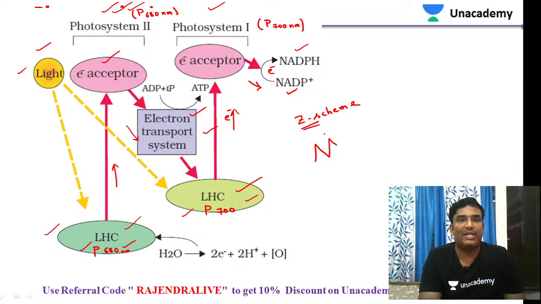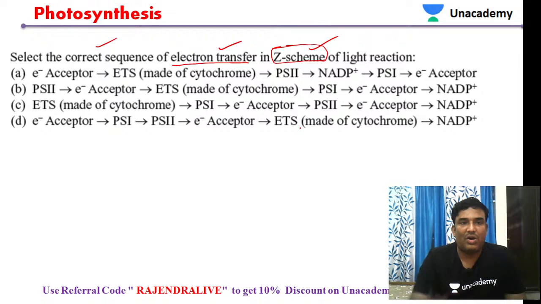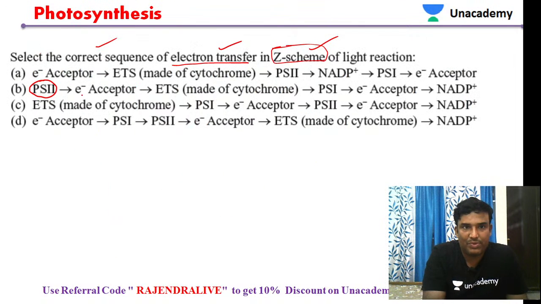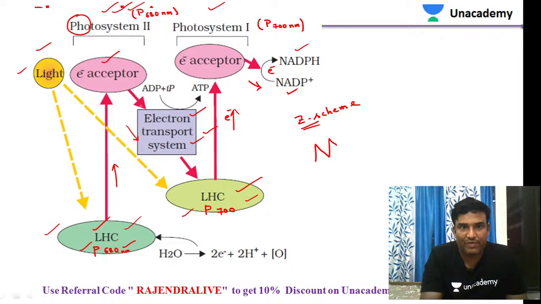Let us see the order of the Z scheme. What is the first step? We have seen the first is photosystem 2. When photosystem 2 gets excited, it releases an electron. That electron is accepted by the electron acceptor and transferred to the electron transport system.